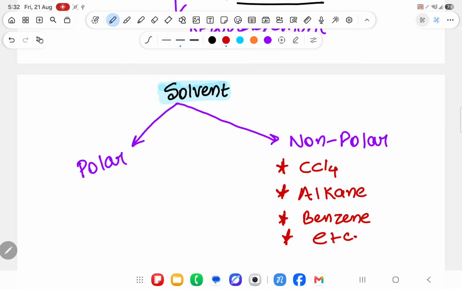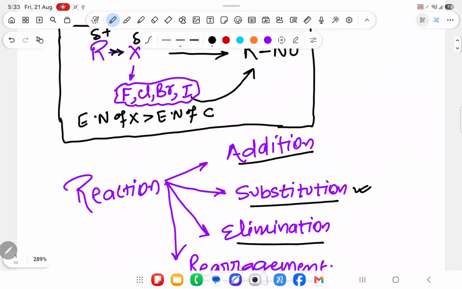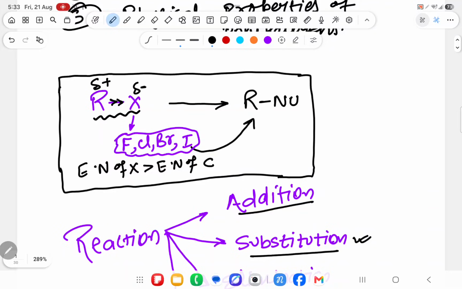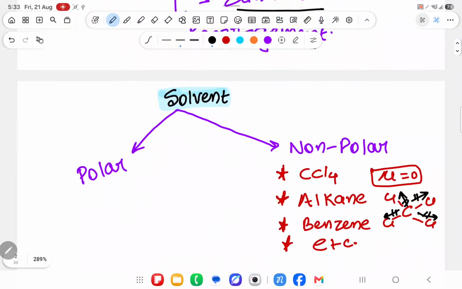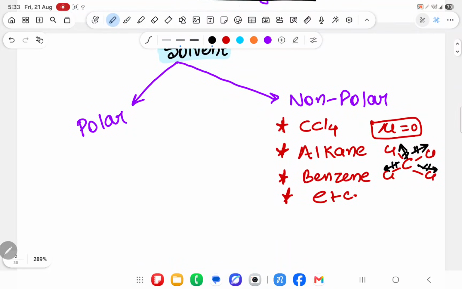What am I saying, non-polar means what? Whose dipole moment is zero. Dipole moment is zero means what? Take C with four Cl. The dipole moment going from here to here, here to here, these two get cancelled. Here to here, here to here, these two get cancelled. So there is no polarity in these molecules, which means no delta plus, delta minus over here. Only if polarity is there will you get delta plus and delta minus. If no polarity, no delta plus, no delta minus. So like that, benzene ring, alkane, CCl4 are non-polar solvents.